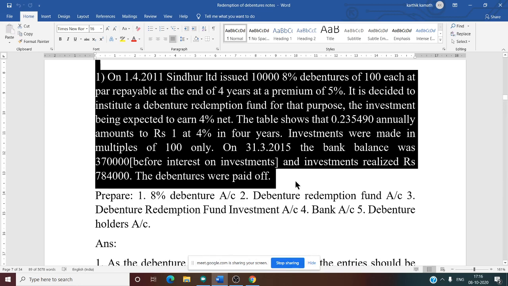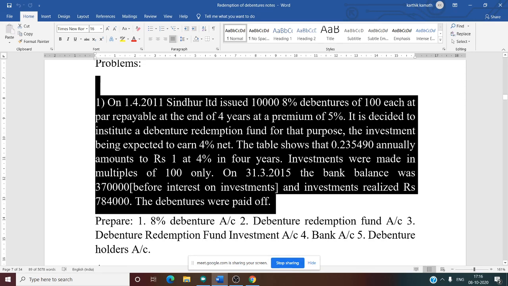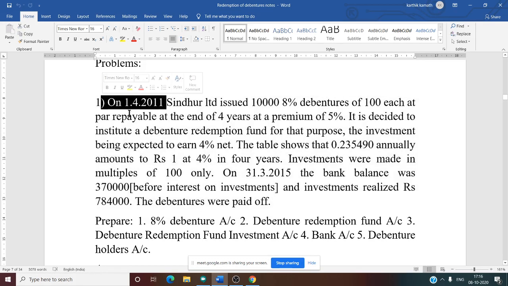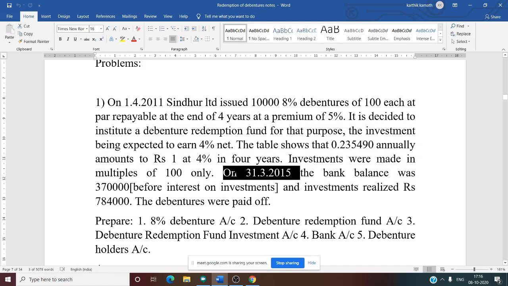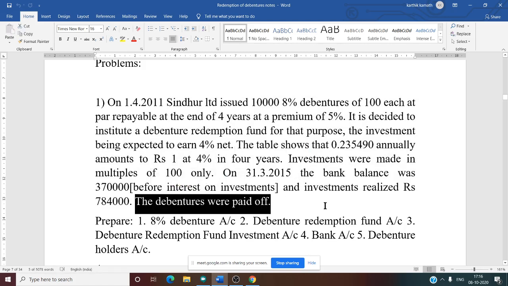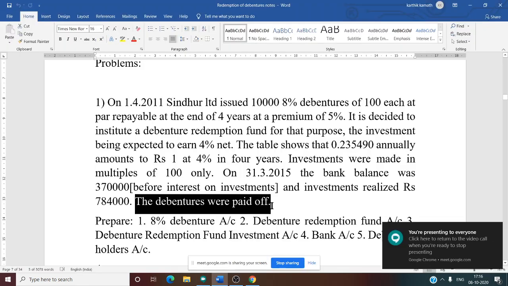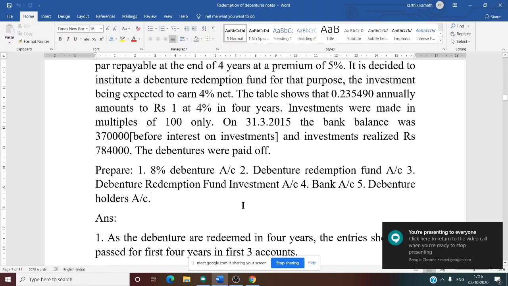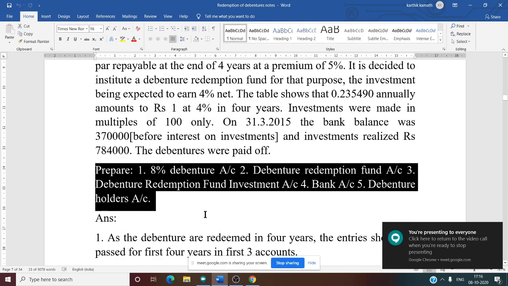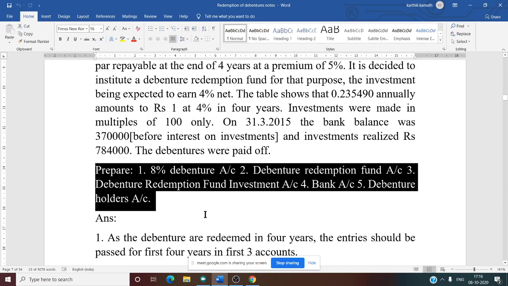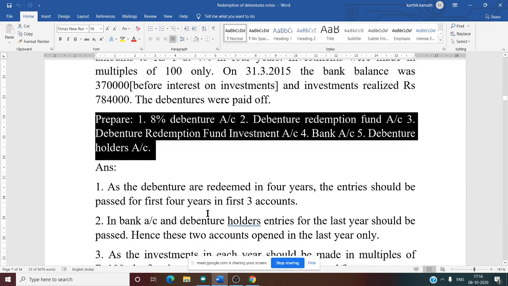Debentures were paid off. What do you mean by debentures were paid off? See this, on 1/4/2011 they issued the debenture. On 31/3/2015 they are returning the debenture to the subscriber or the shareholder. So for how many years are we going to do the calculation? In this problem we are going to do the calculation for 4 years. So prepare the 8% debenture account, debenture redemption fund account, debenture redemption fund investment account, bank account, and debenture holder account. So you need to prepare 5 accounts in this problem.